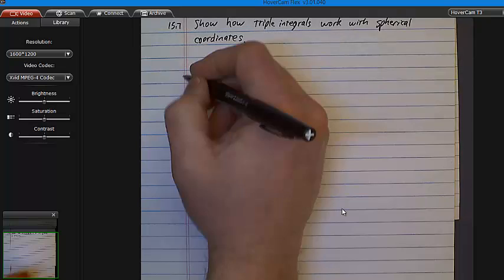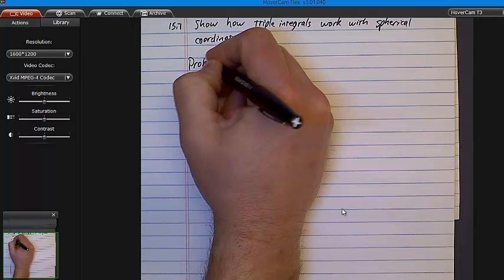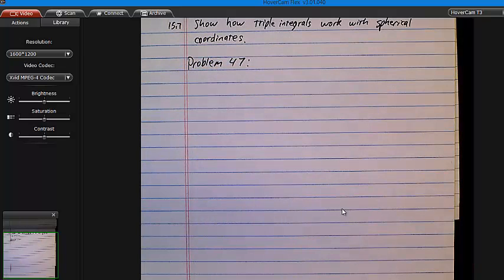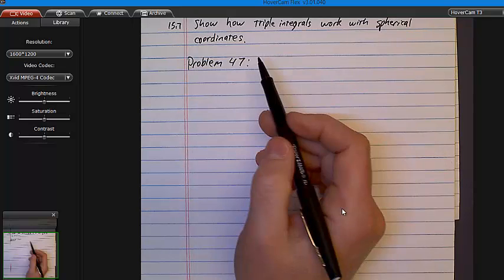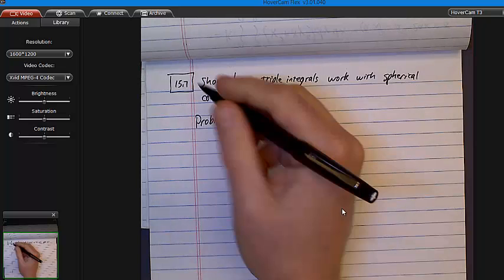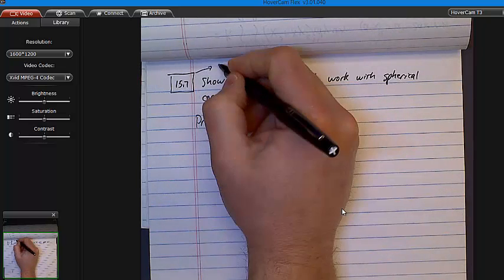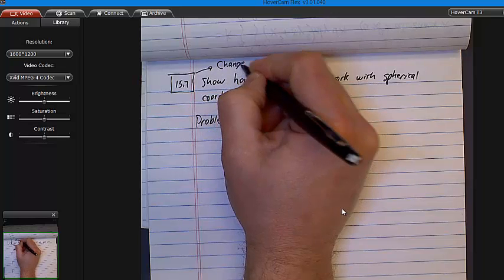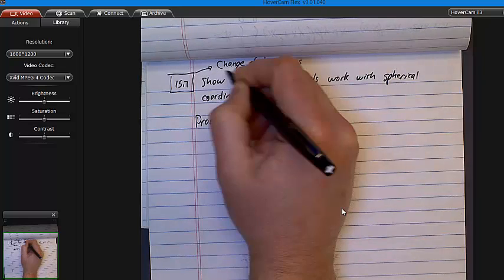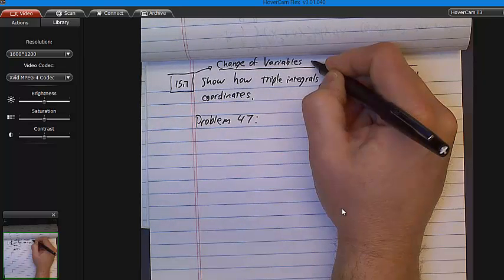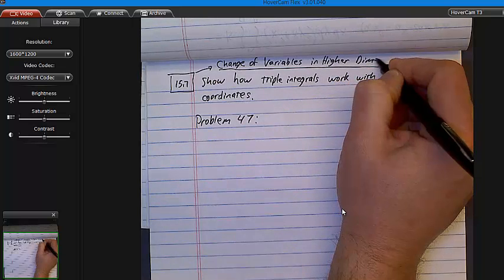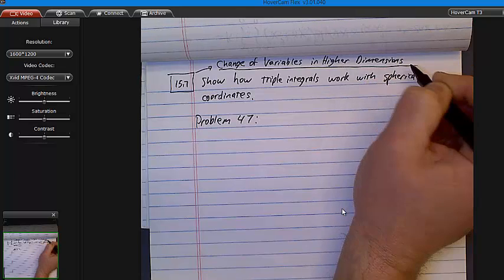This is problem 47. And so they give me the transformation. You might remember that's what 15.7 is all about, okay? So let me say a couple things about it. It's all about change of variables in higher dimensions, let's say. That's what it's all about.